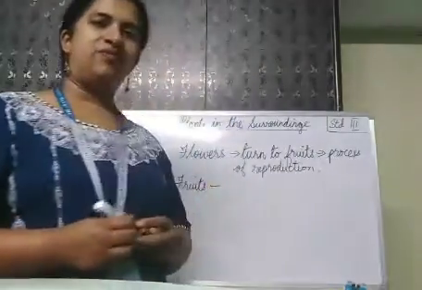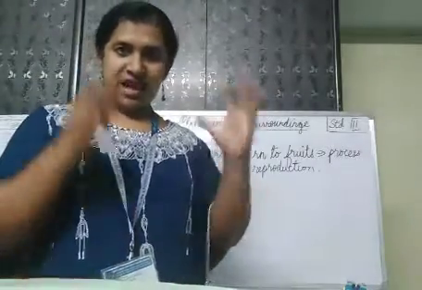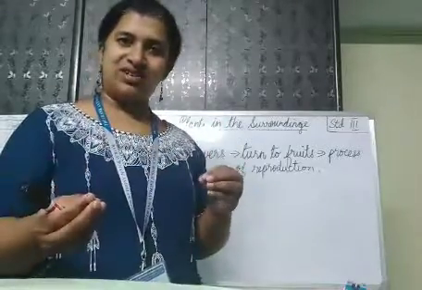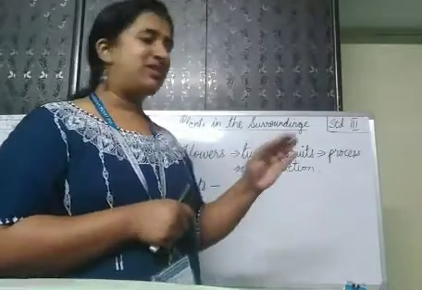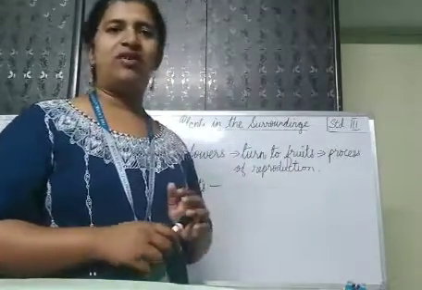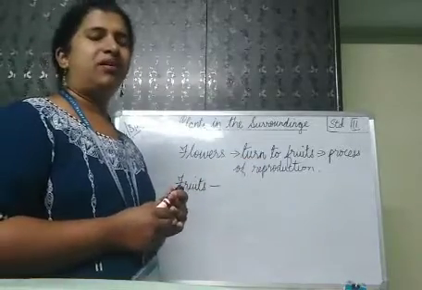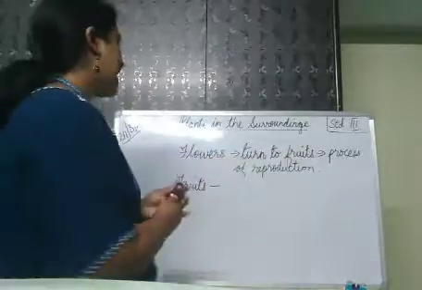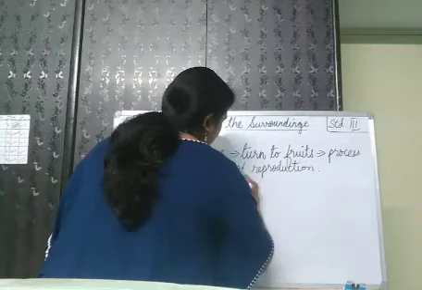Why do we say it's helpful in the process of reproduction? Because flowers turn to fruits, and what do fruits contain? Fruits contain seeds, and when a seed is buried in the ground, it again grows back into a plant. So it is helping in the process of reproduction. So that is the only main function of the flowers. It turns to fruits, and the function of the fruit is it produces seeds.